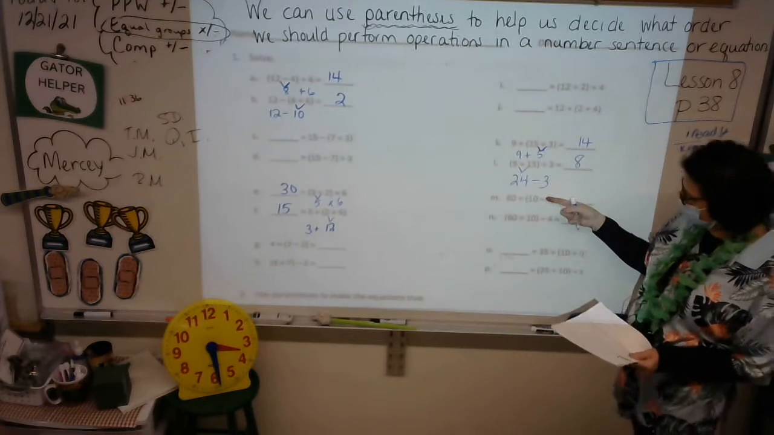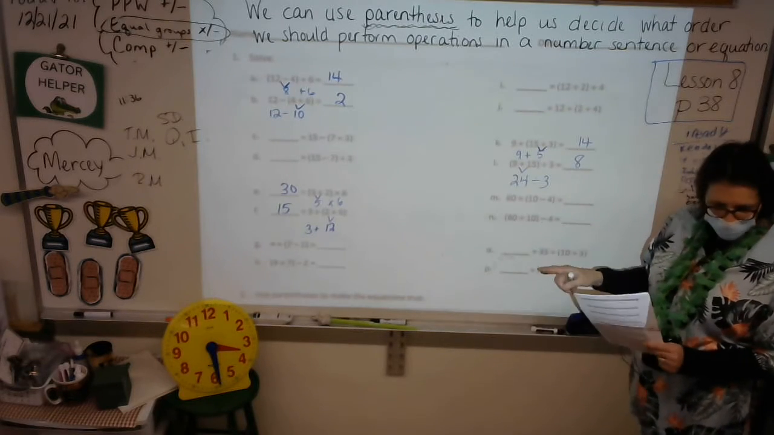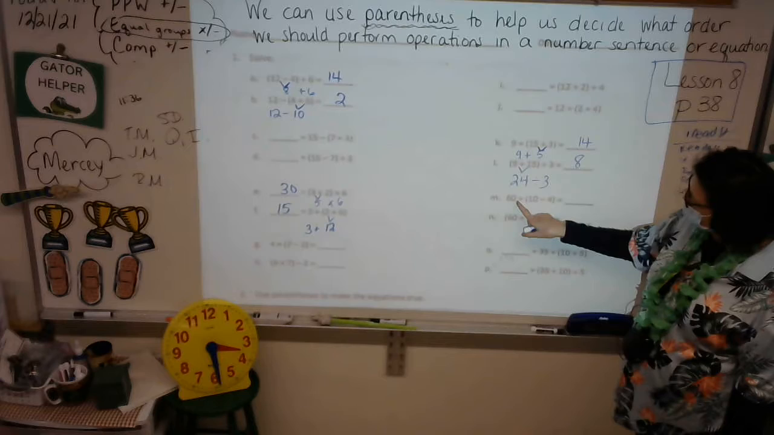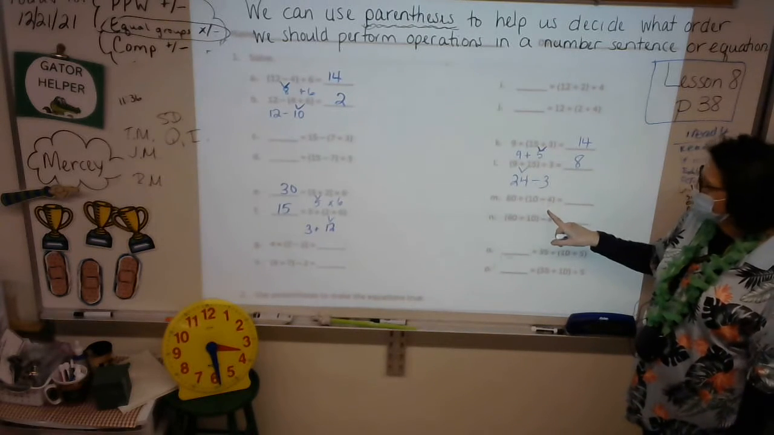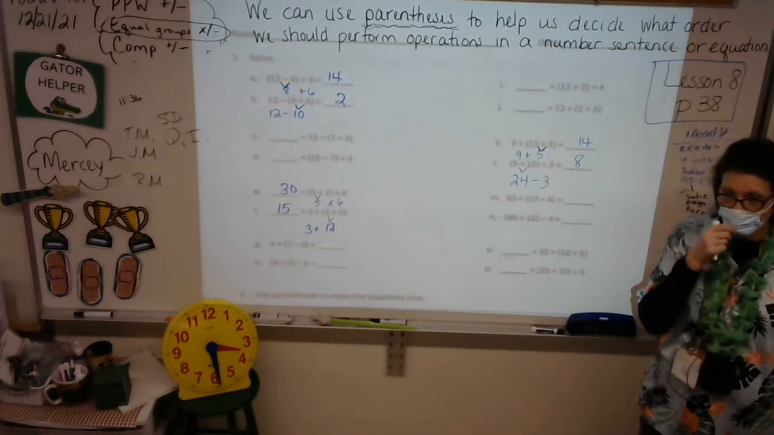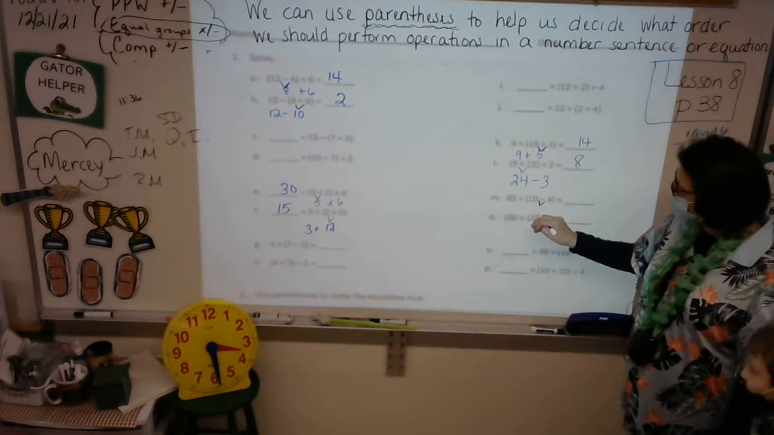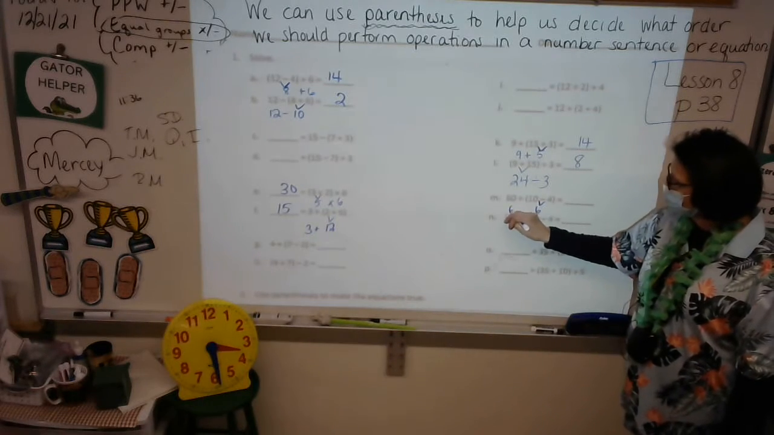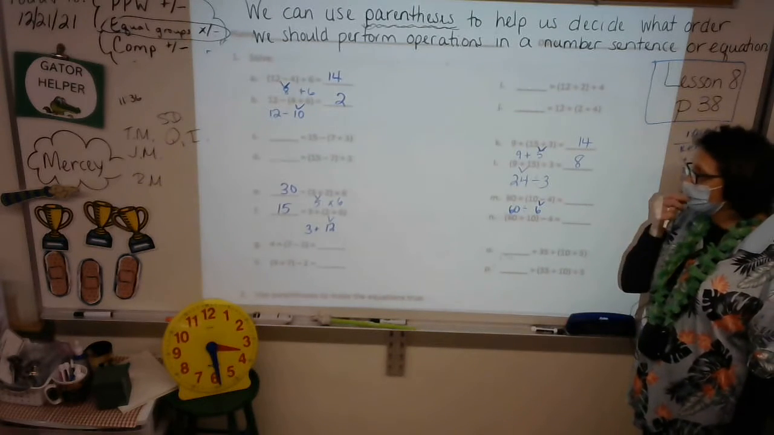Let's try M and N, okay? And this is kind of hard for me to see. Does that say 60 divided by 10 minus 4, or 60 plus? 60 plus divided by, okay. What are we going to do? We're going to do what's in parentheses first. So let's all think out loud, boys and girls. 10 minus 4 is? 6. We did that because it's in parentheses. Now we've got 60 divided by 6.